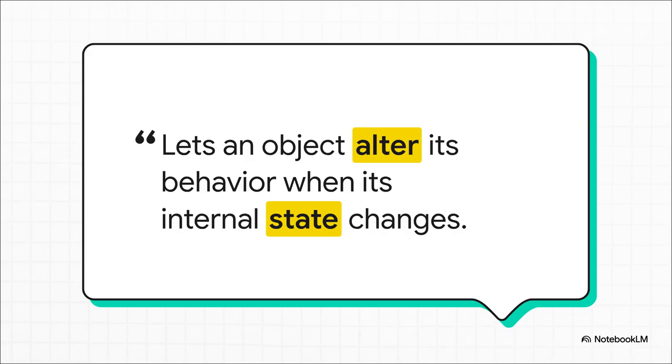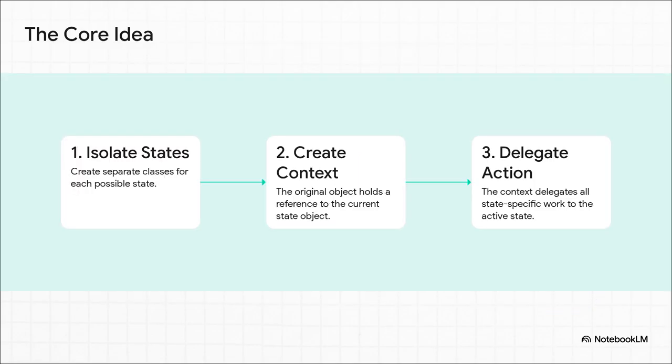Think about that. The object itself, the instance in memory, is the same, but its abilities, what it can and cannot do, can change so dramatically it's like it became a totally different kind of object. So how do we pull off this trick? Well, it's actually beautiful in its simplicity, and it breaks down into 3 steps.